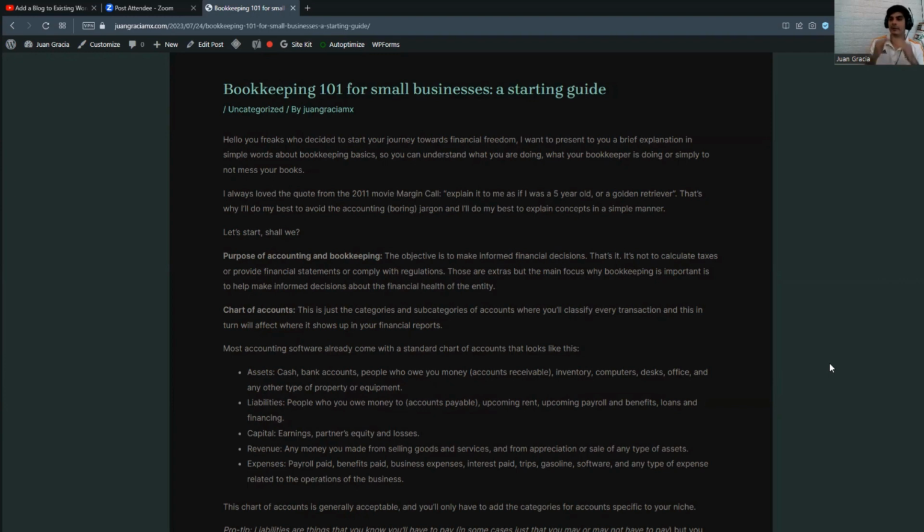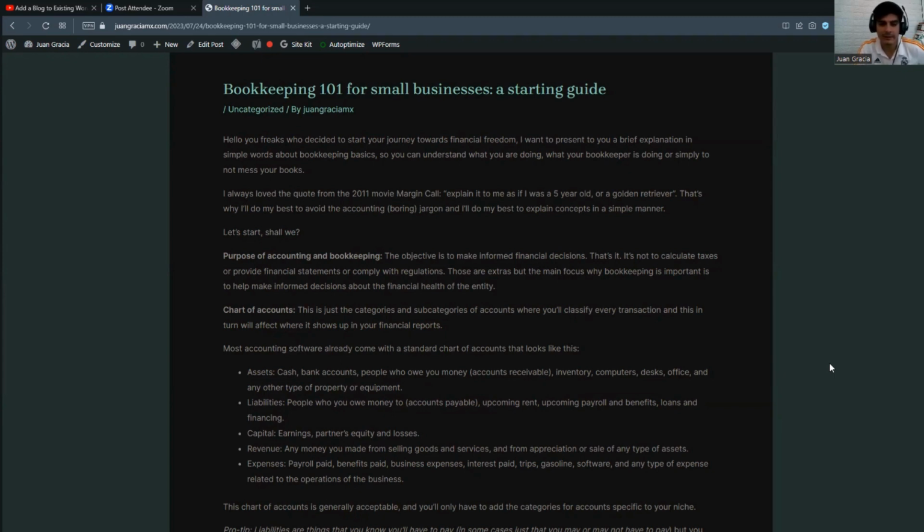And they have their subcategories, like assets. For example, you're going to have your bank accounts, the people who owe you money, or as we accountants call it, accounts receivable. You're going to have your inventory, computers, desks, all types of equipment, and your fixed assets, such as buildings, office space, your leases, and stuff like that. Well, no, the leases are going to be on the liability side.